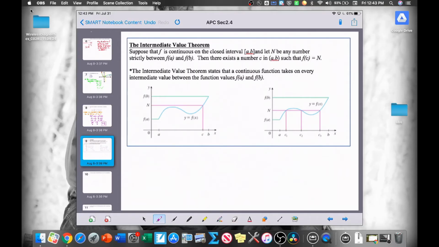Now we're going to change gears a little bit, and we're going to discuss the Intermediate Value Theorem, which is a very big theorem in calculus. And it's not hard to understand, and I think the picture really helps us see clearly what we're talking about here.